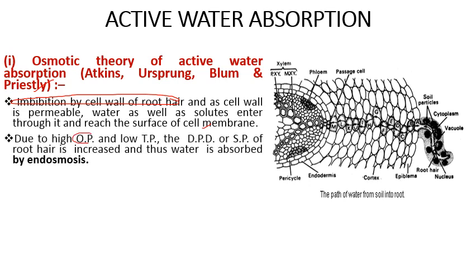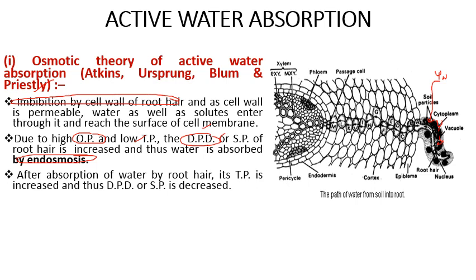Due to high osmotic potential and low turgor pressure, the DPD and suction pressure of the root hair is increased, and thus water is absorbed by endosmosis. Simply, it means that soil water has greater water potential as compared to the root hair sap, so the water will move from higher water potential to lower water potential. After absorption of water by root hair, its turgor pressure is increased, and thus DPD or suction pressure is decreased. Means when water enters inside the root hair, the turgor pressure is increased and DPD or suction pressure is decreased.